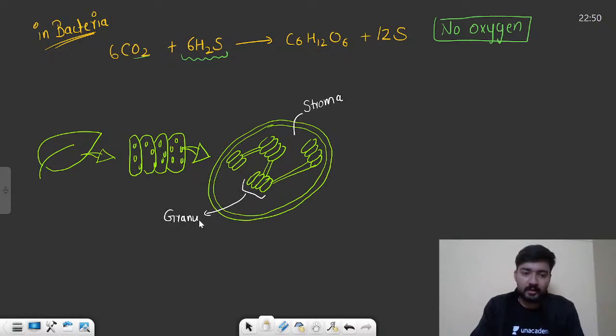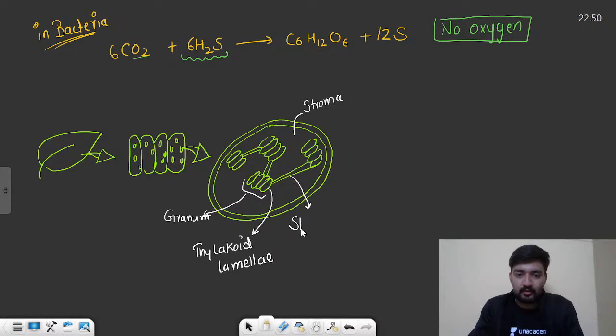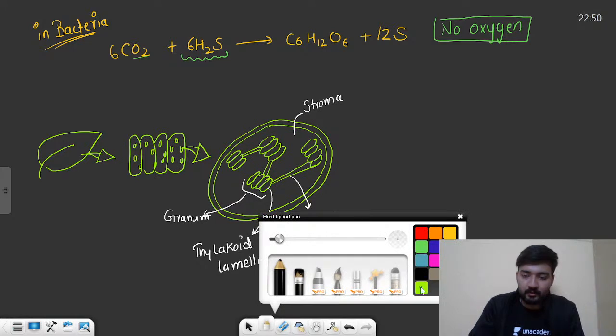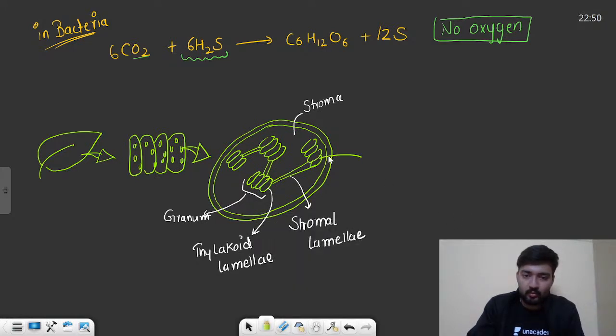A granum is made up of multiple thylakoid lamellae. And these tubular structures which are joining them are stromal lamellae. Right? Now, the thing that we have to focus on is this thylakoid lamellae. So let us zoom in on this thylakoid lamellae. The membrane which makes the thylakoid lamellae looks something like this.